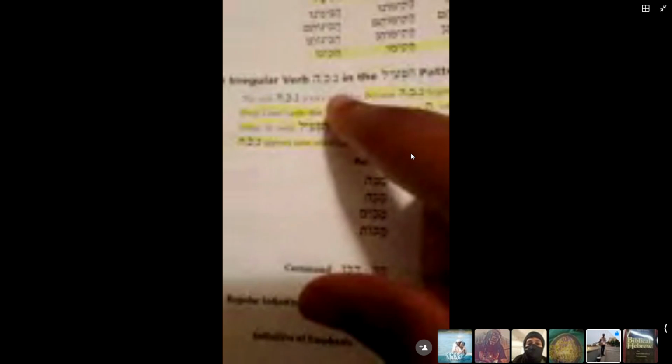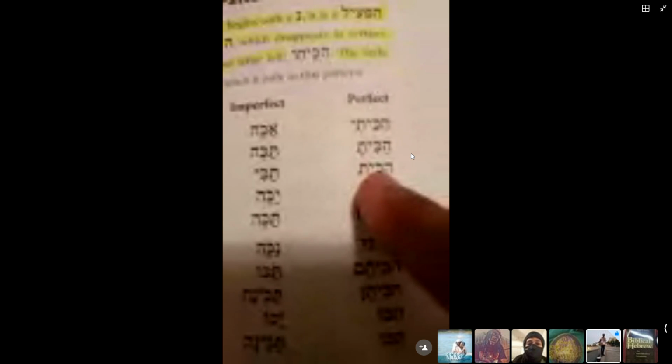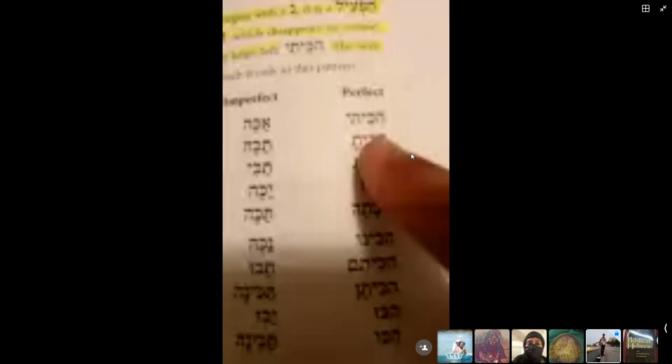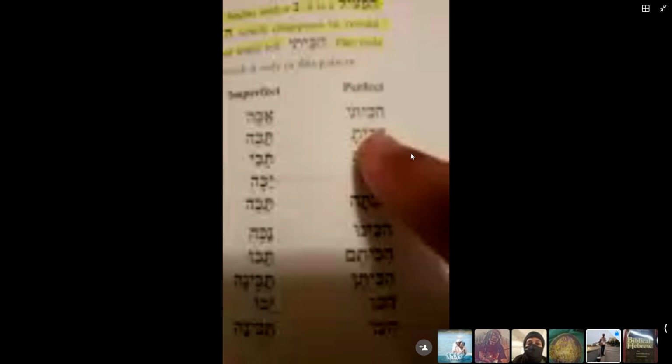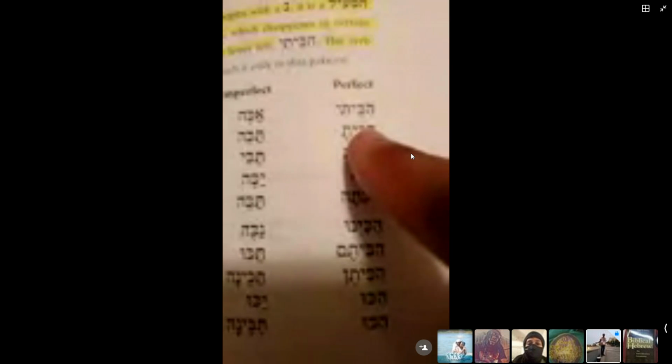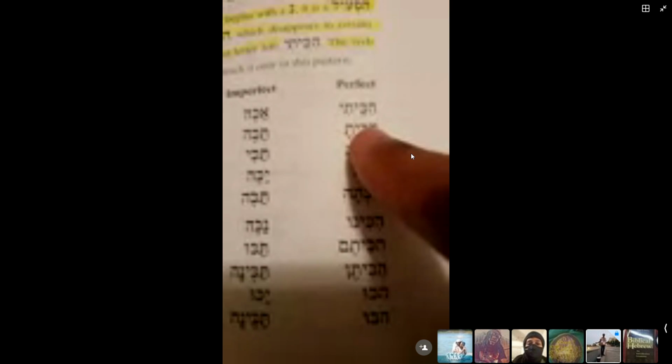All right. And then real quickly as well, looking at this irregular verb, naka. We have the noon that drops off. So even as you can see over here in the perfect tense, the noon has dropped off. This is no different than all the other verbs, like we have nagad, which becomes he god, to tell.